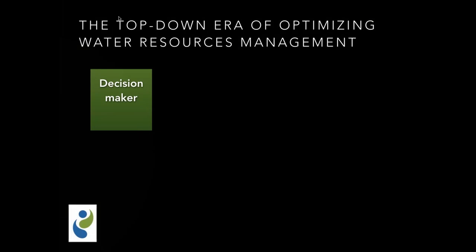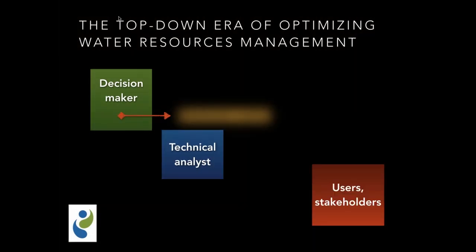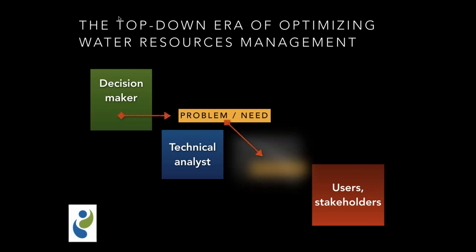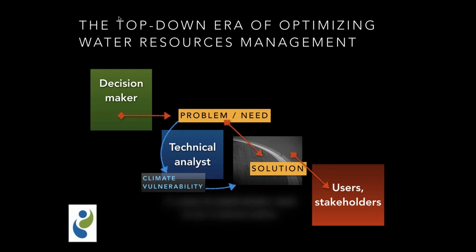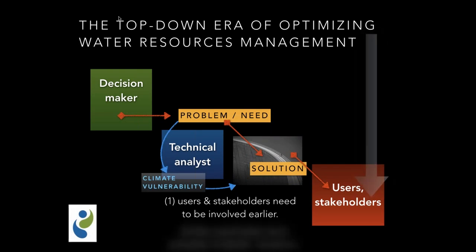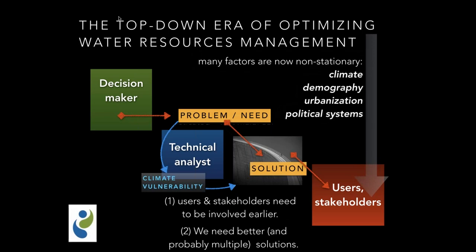The top-down era of optimizing water resources management is still present globally. It's a method that really begins with a decision maker, very often a man, who defines the problem or the need. That's handed off to some type of technical analyst, someone more or less living in the world of economics and engineering and that language. They might do a climate vulnerability assessment. There's often not necessarily a fixed or standard way to do that. A single solution is developed, effectively one vision of the future. And then this is handed off to users and stakeholders.